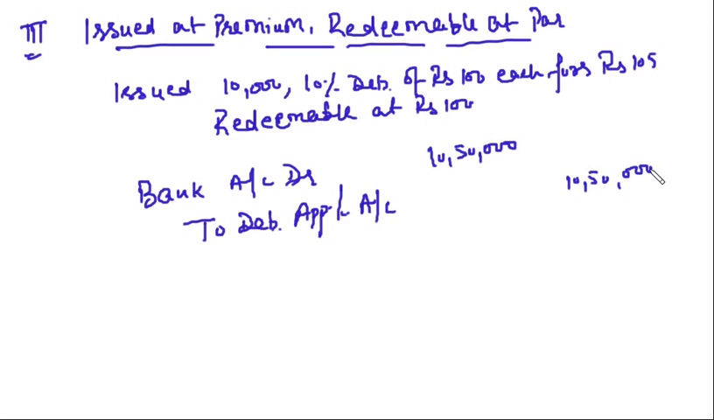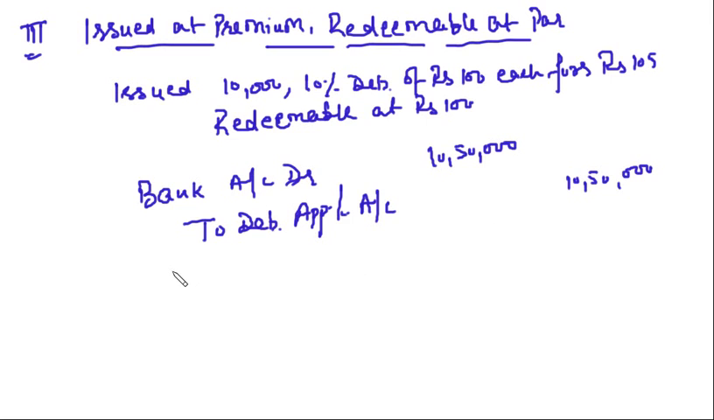Now, what you have done is you have taken 105 rupees from the people, right? And you are going to give them 100 rupees in the future. You have taken 105 and in the future you are going to give them 100 rupees. Isn't 5 rupees your profit? This 5 rupees is your profit. But are you going to?